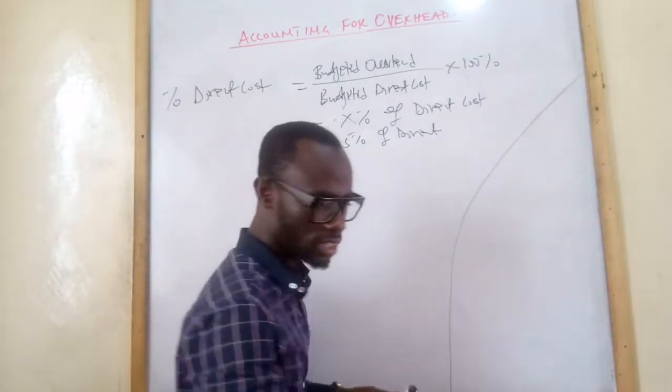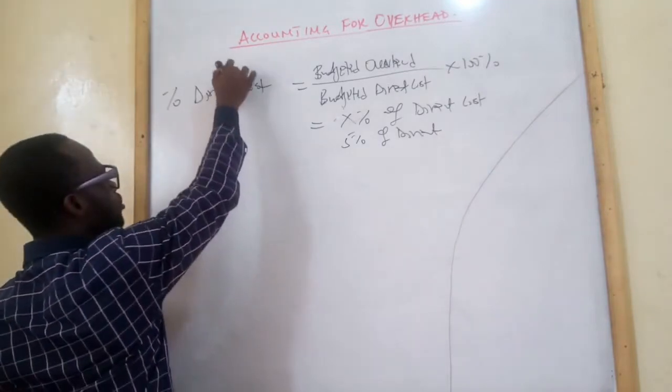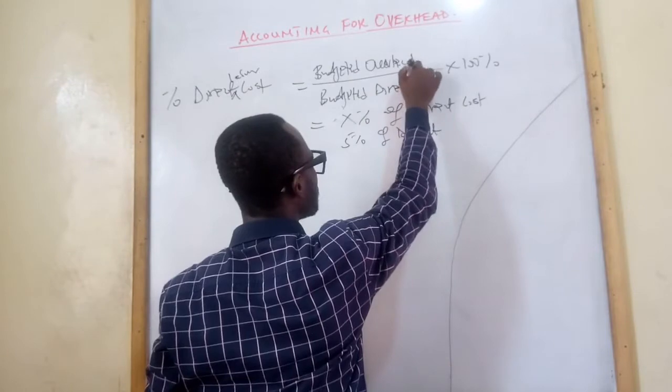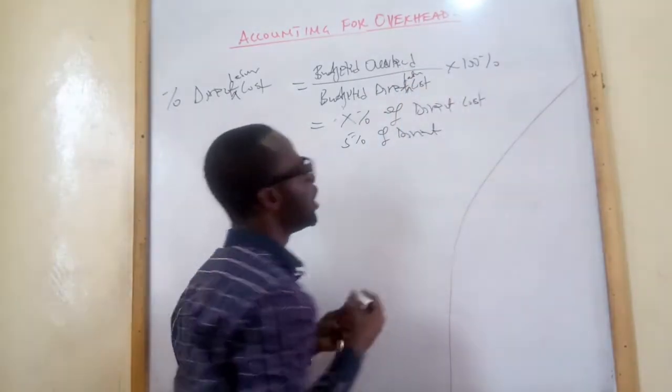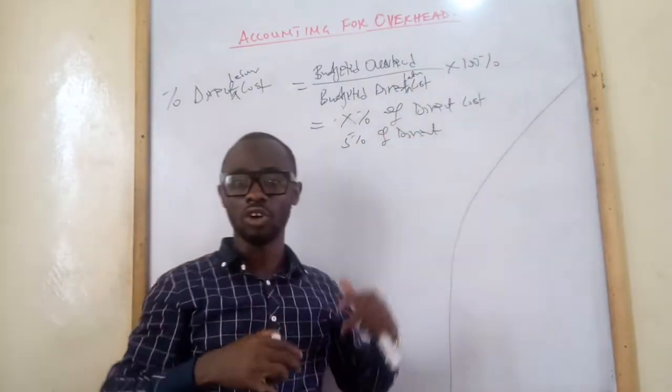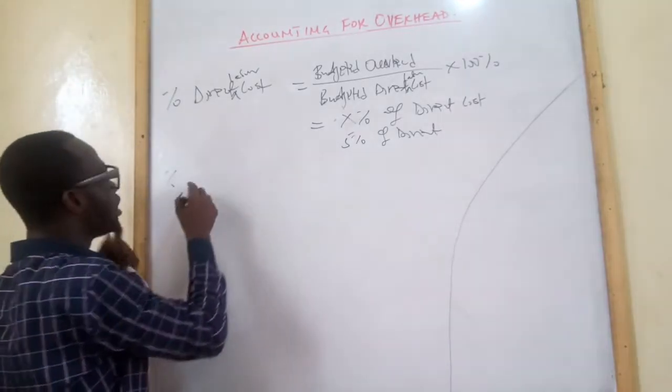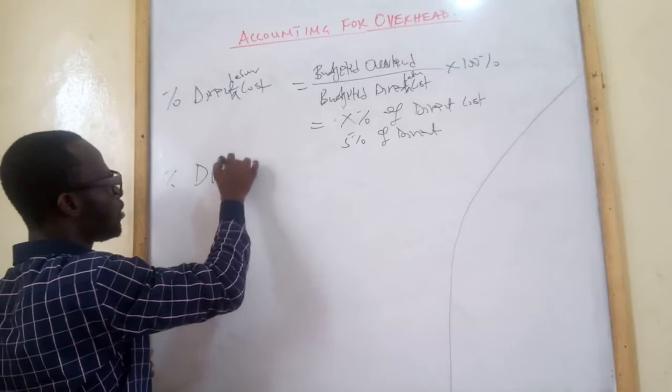I didn't even categorize it. Direct labor cost, sorry. Direct labor cost. So it is going to be 5% of what? Direct labor cost. The second one is the percentage of direct material cost.